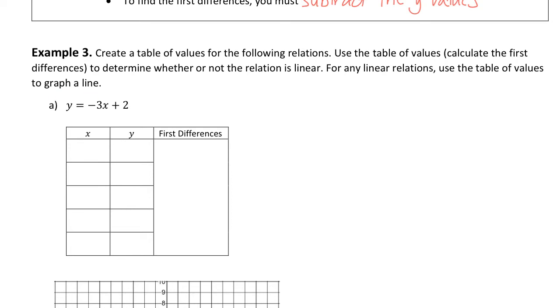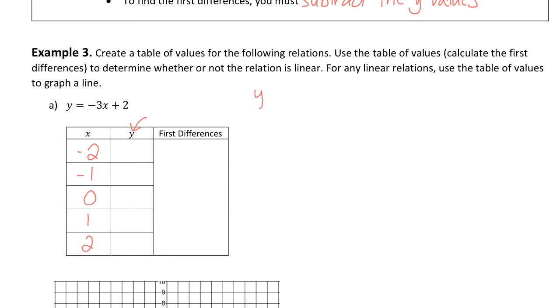Okay, so the first one here, you can see, instead of giving you a table, I've given you an equation. So we have to come up with the table. Now, I can choose whatever x values I want here, but they need to be in order for us to check the first differences. And I like to choose some negative values and some positive values and 0. So I'm going to choose -2, -1, 0, 1, 2. And this usually gives us a good idea of what this relation will look like. So now I need to find my y values, and I'm going to do my work over here on the side. And to find my y values, I plug in the x values into the equation.